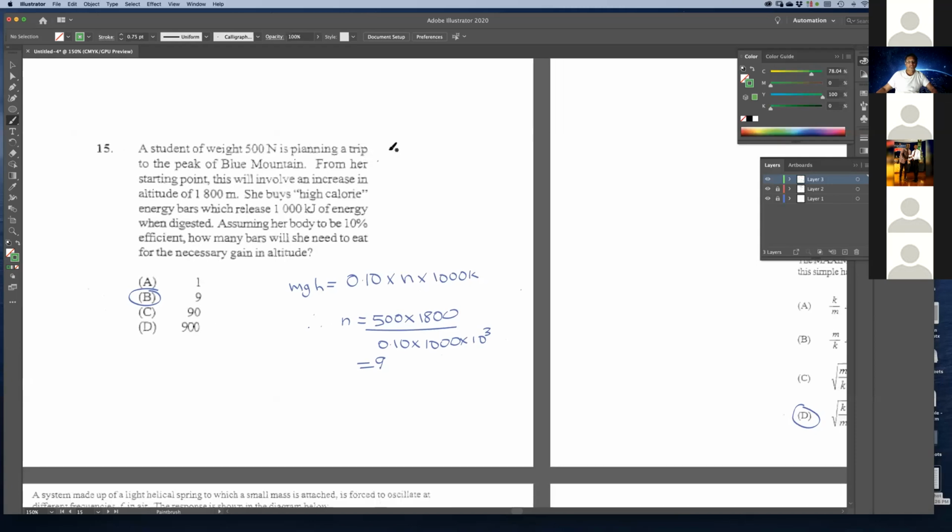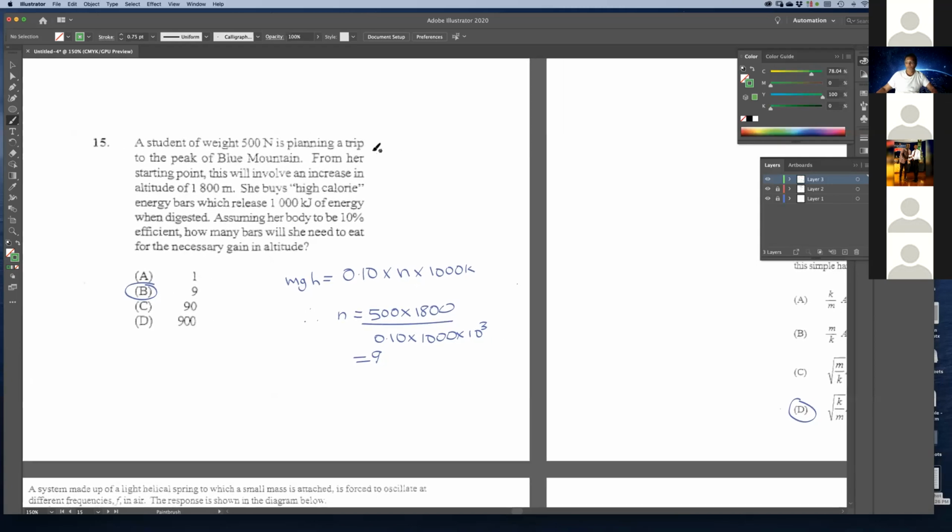All right, so this one, again, I wrote up the solution to. This one is a repeat question that comes all the time. A student of weight 500 Newton is planning a trip to Blue Mountain from her starting point. This will involve an increase in altitude of 1800. So if there's an increase in altitude, what is happening to her? She's gaining potential energy.